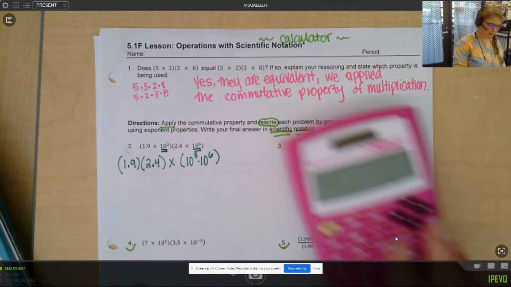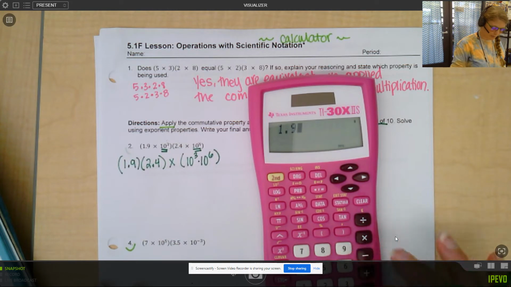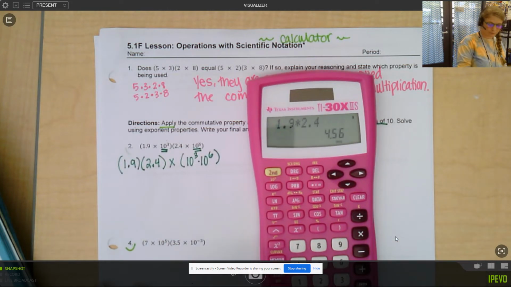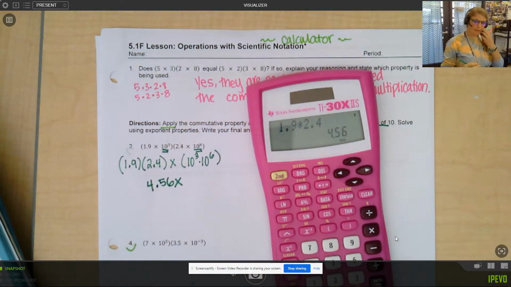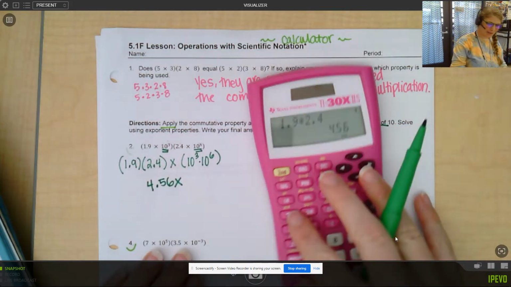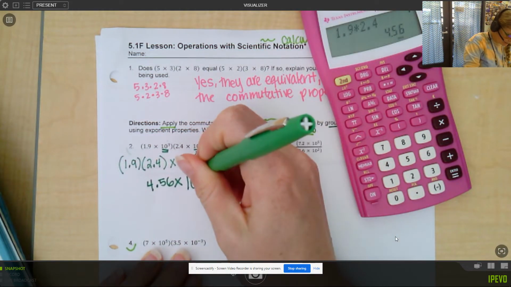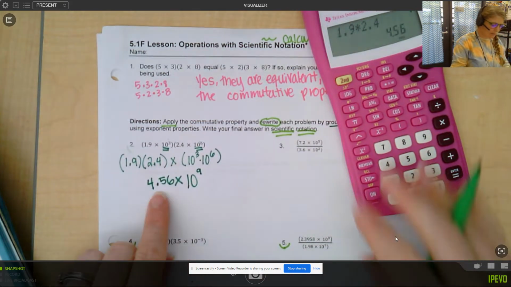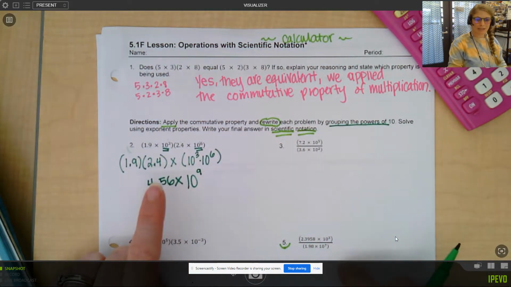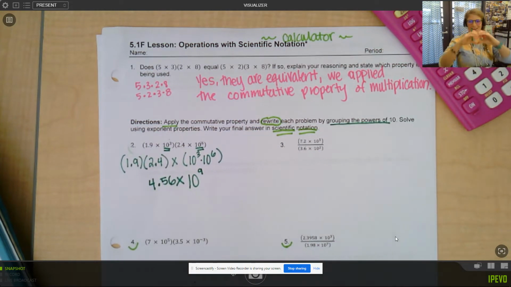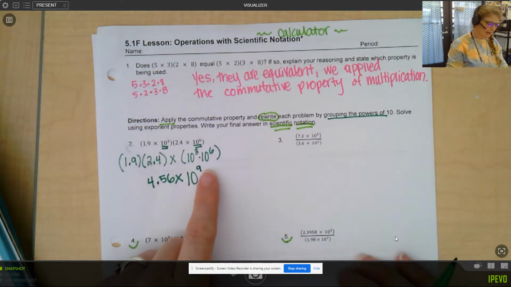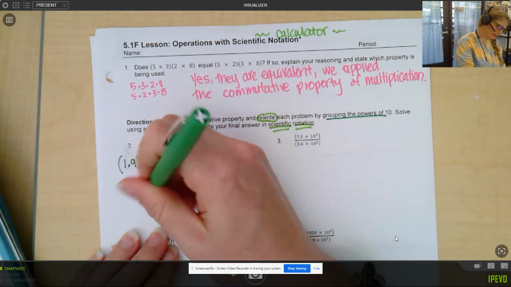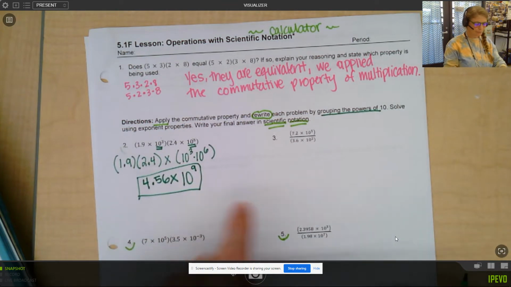So from here, you can grab a calculator and we can do 1.9 times 2.4, and we get 4.56, times 10 to the... with exponent properties, multiplying with the same base, we add our exponents. 10 to the 6 plus 3 is 9. Double check if it's in scientific notation. Your significant figure is greater than or equal to 1 and less than 10. And then your exponent here is an integer, so this is a great answer.